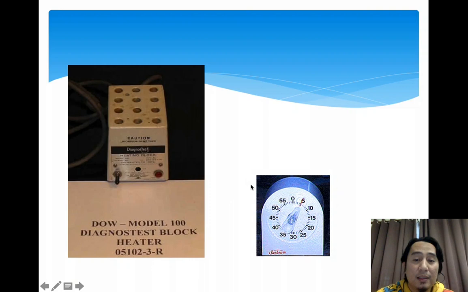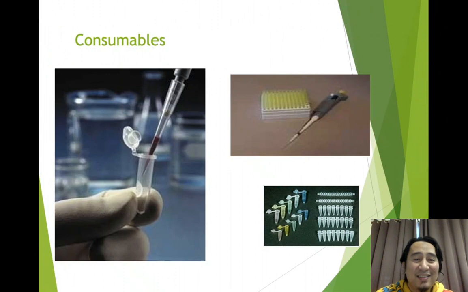Alright, so this is the heating block. So this is the consumable that you might use: tips, pipette, the PCR tubes, and this is the master mix tube. Sometimes we are lazy to add everything, like adding buffer, DNA polymerase and so on, so we just buy ready-made master mix. Everything is already inside: buffer, DNA polymerase. So you just put in your gene and run. But if it's like this, you have to add them one by one.